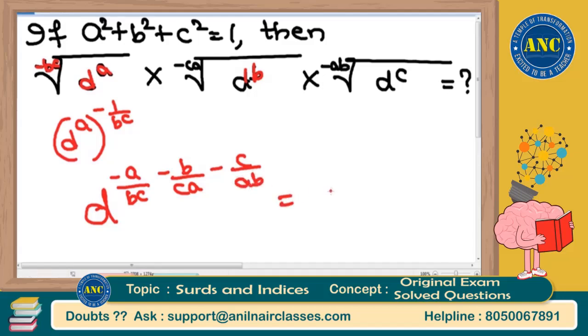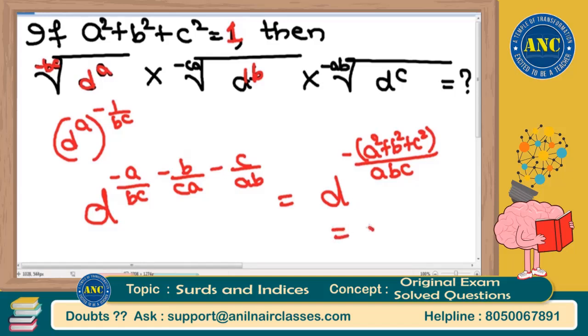If I simplify by taking abc as the common denominator LCM, then it becomes minus of a square plus b square plus c square, and a square plus b square plus c square value is given as 1. So your answer is d power minus 1 by abc. This should be the final answer.